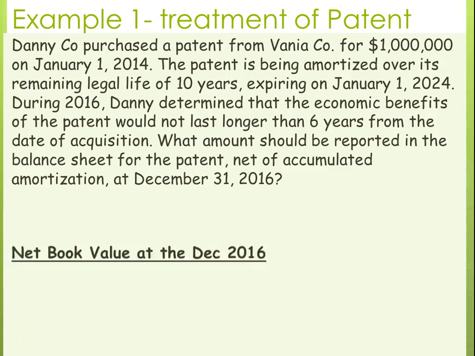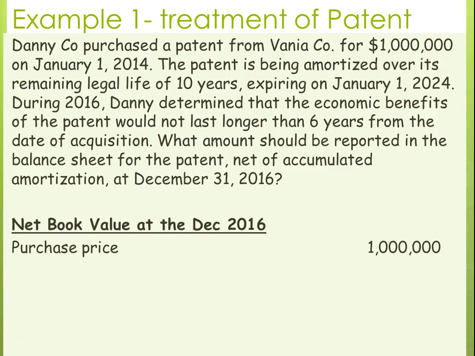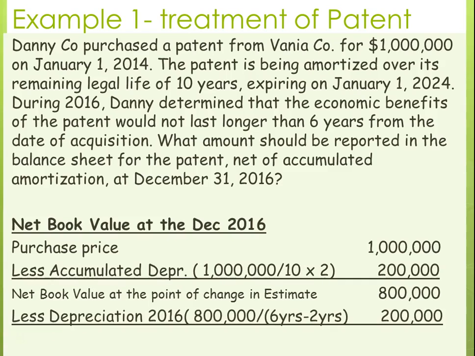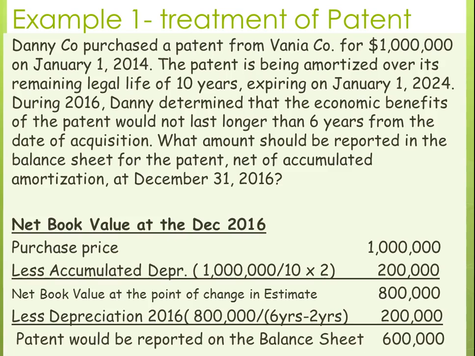What amount should be reported in the balance sheet for the patent net of accumulated amortization for 2016? All right, first you have the purchase price less the previous amortization to the point of the change in estimate. Then you would divide that by the remaining 4 years, and you would have a reported balance sheet value of $600,000.